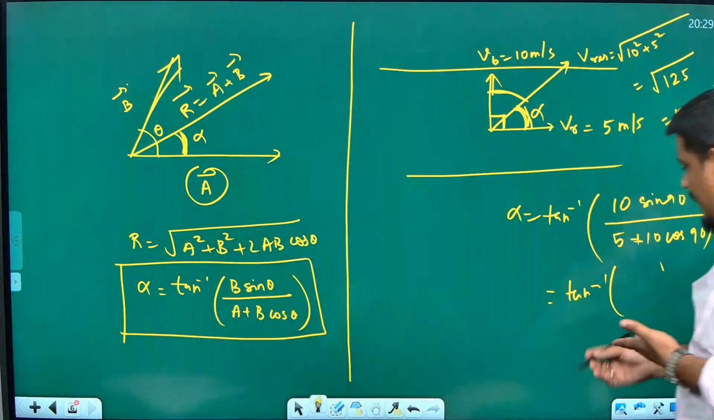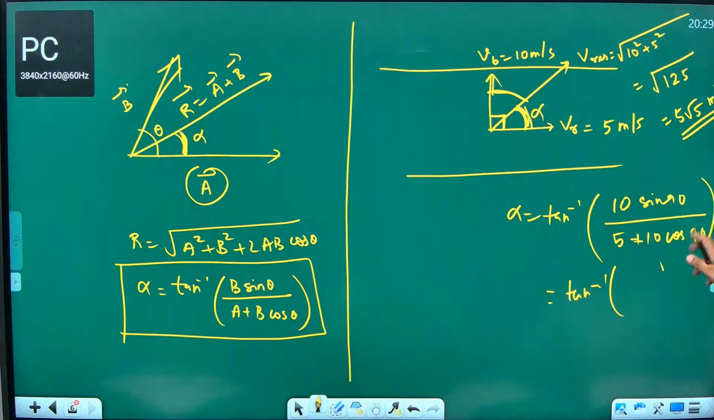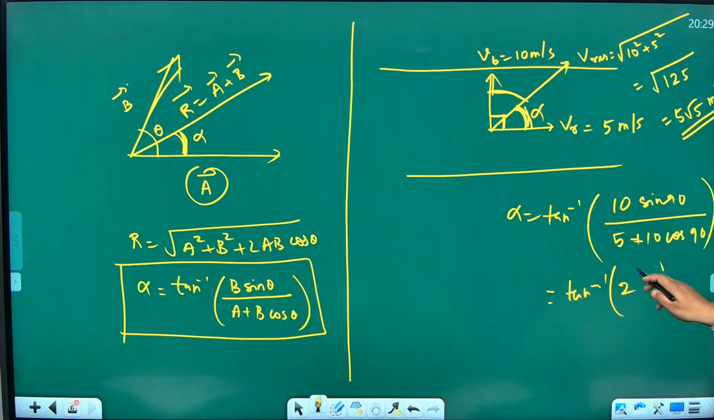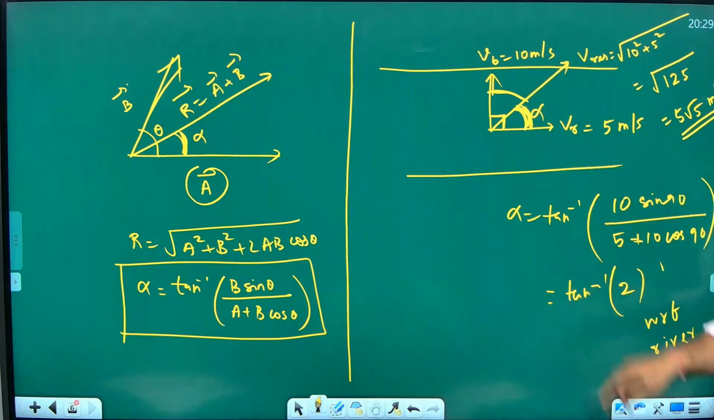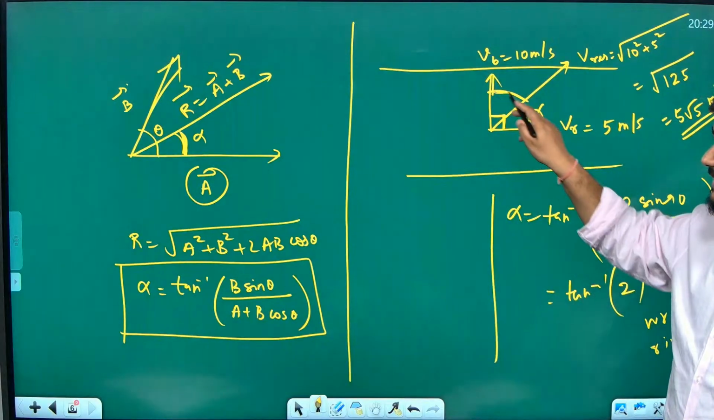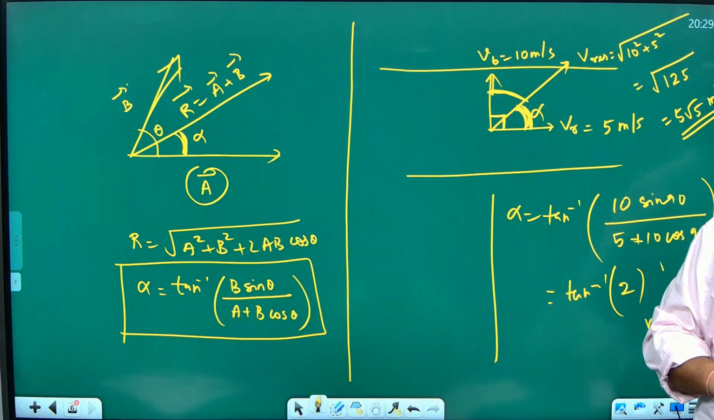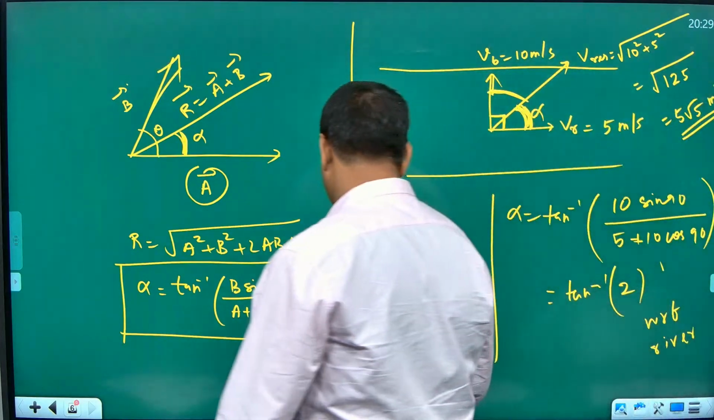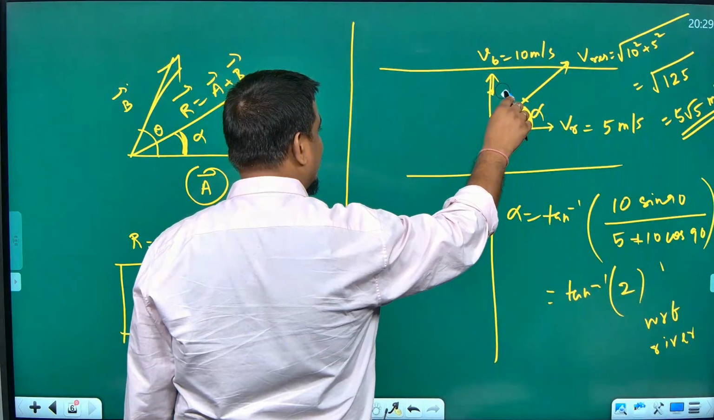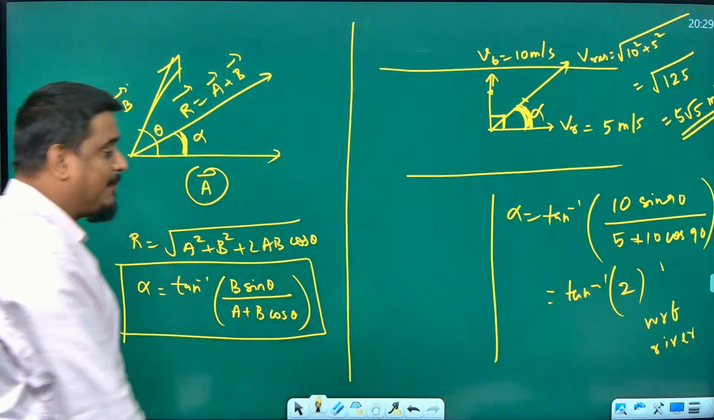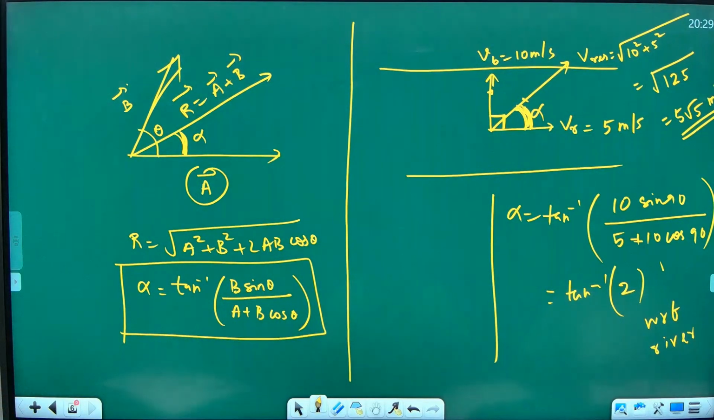Let us get the answer. Tan inverse of what we got here, this will get 10 by 5, tan inverse of 2. With respect to what? With respect to the river. I have taken alpha as this. But if somebody takes alpha as this, what will they get? Tan inverse of 1 by 2 with respect to the boat. That's all. Did you understand, Raghav? So nothing is wrong. It all depends upon with respect to what you are taking.